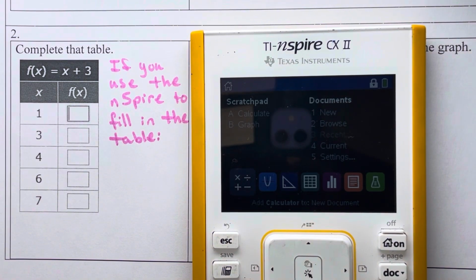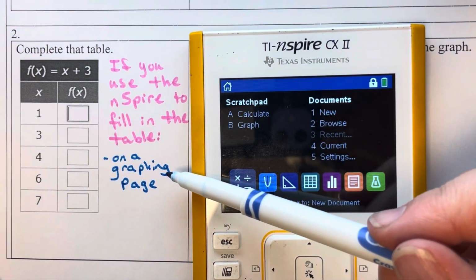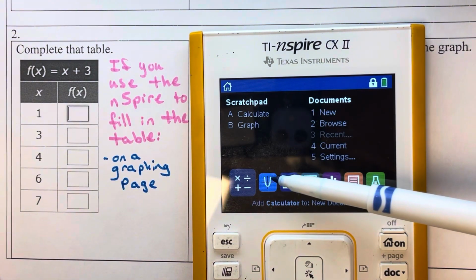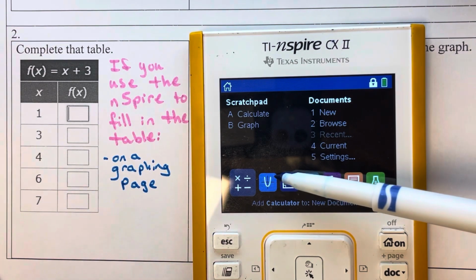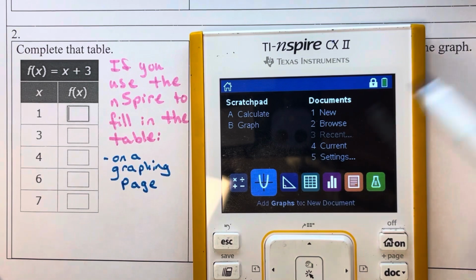Let's see. We start this by going to a graphing page. The easiest way to get there from the home screen is to just use this icon here at the bottom of the screen and clicking on that.